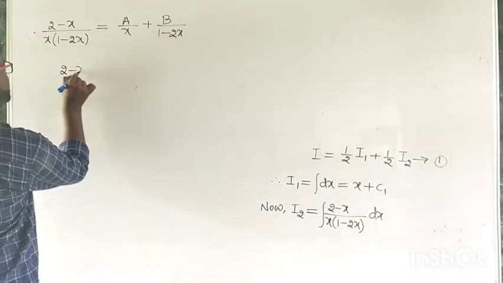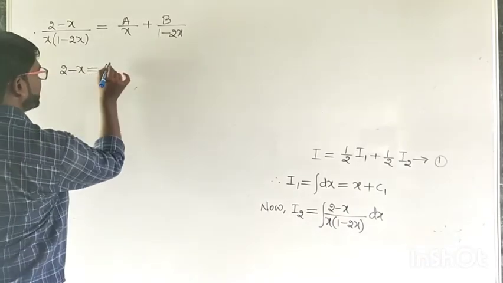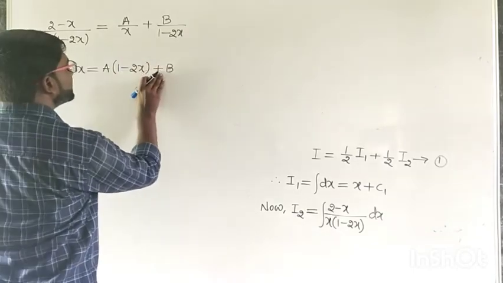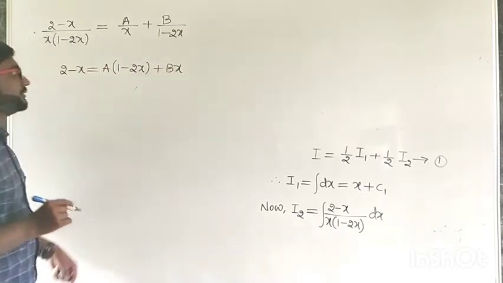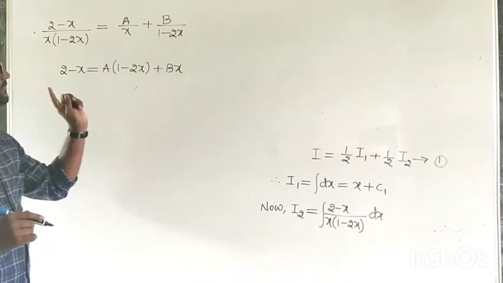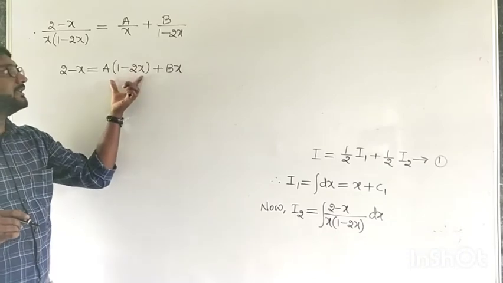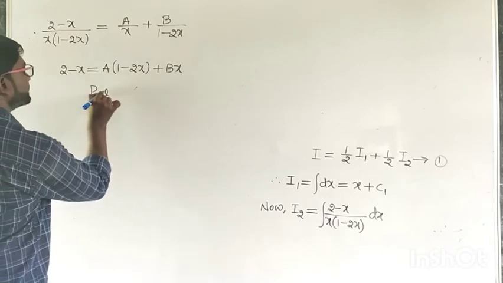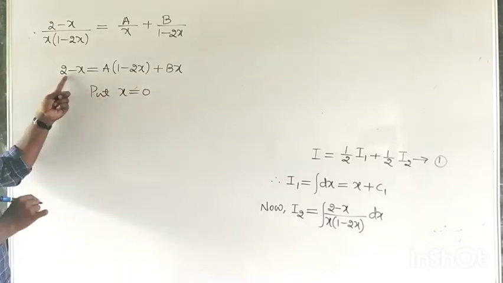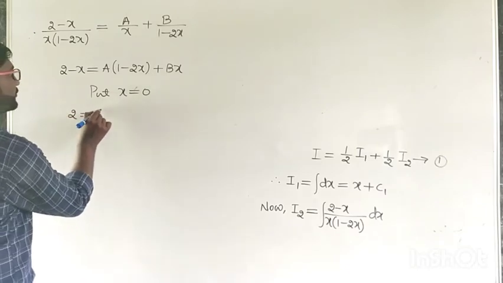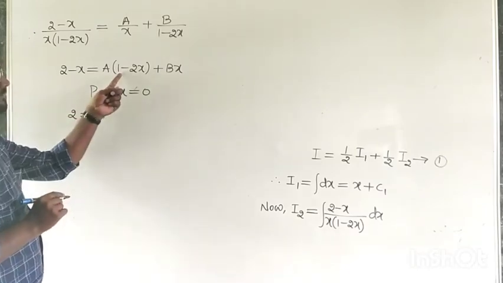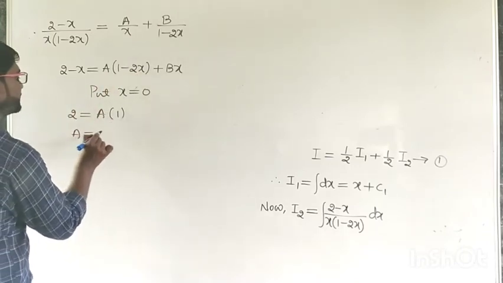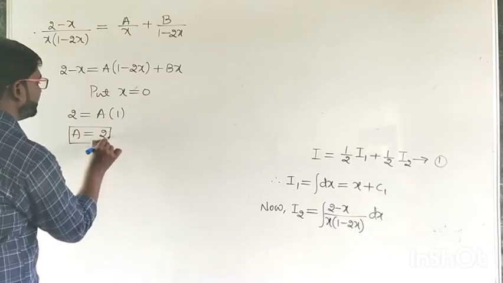So 2 minus x is equal to A into this term, that is 1 minus 2x, plus B into the other term, that is x. Now we have to get the values of A and B. In order to get the value of A, this term must be 0, so put x equal to 0. 2 minus 0 is 2, which equals A into 1 minus 0, which is 1. That means A equals 2.